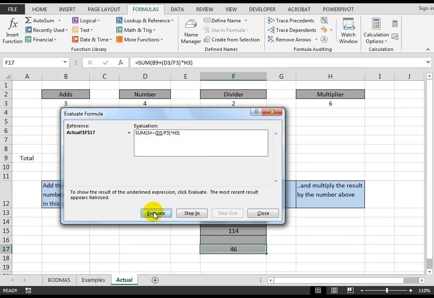Evaluate. It says the sum in B9 is 34. The next one it's going to evaluate is D3. That gives me the answer 4. But it sees that there is a divide sign there. So evaluate, it says divide 4 by 2. That gives me an answer 2. So at this stage, we're looking at the answer of 34 plus 2 times H3, because it does the additions last. Evaluate H3, 2 times 6 is 12, add 34 to 12, and the answer is 46. So that is how Excel evaluates a formula.